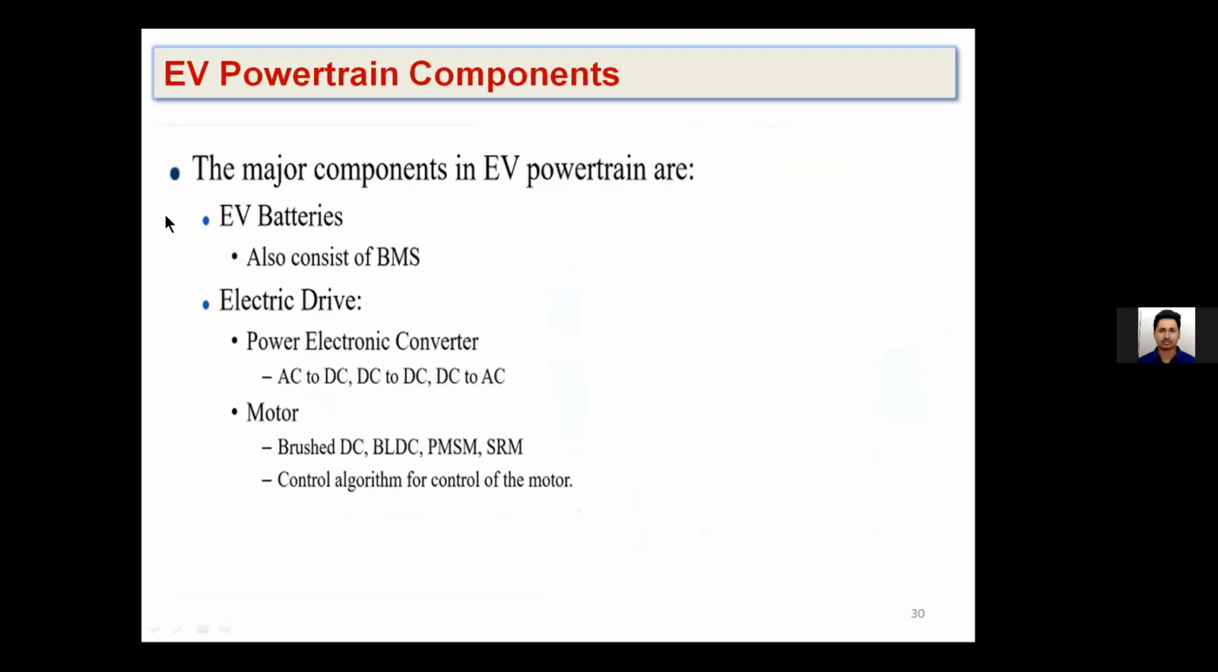So what are the major components? The battery is of course one of the major components, the EV batteries, which also include the battery management system, and the electric drive. Here we have the different power electronic converters that are required. We'll see that we have AC to DC, DC to DC, and DC to AC conversions. Coming to the motors, we have different variants that we'll discuss afterwards. So let us discuss briefly each component.